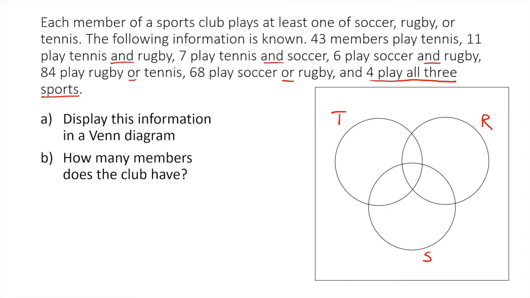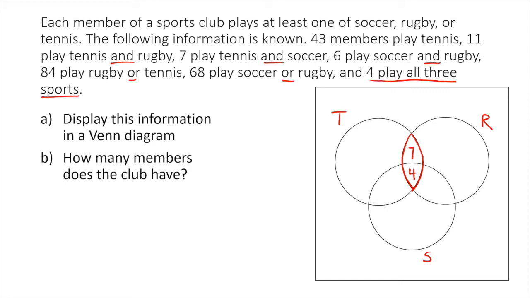We know that 4 people play all 3 sports. So I'm going to put the value of 4 right in the middle. Okay? Now we can start to play with some other ones. 11 people play tennis and rugby. Well, if you remember from the previous question, the and was the overlap of the 2 circles. And in this case, if we look at the overlap of just tennis and rugby, you can see that that also includes the number of people that play all 3. So if we know that 11 play tennis and rugby, but we know that this is also including the number of people that play all 3, then out of that 11, only 7 play tennis and rugby, but not soccer.